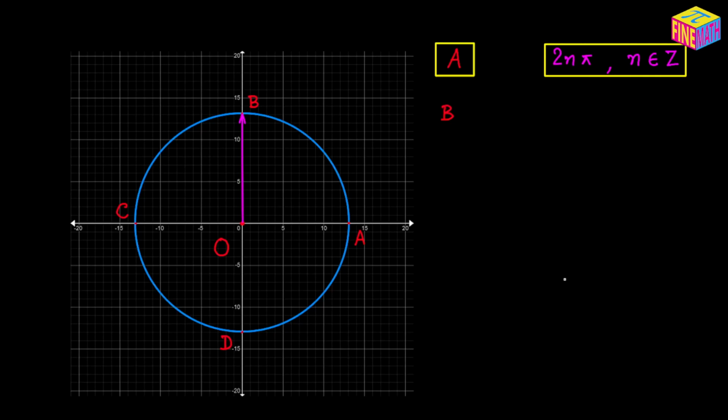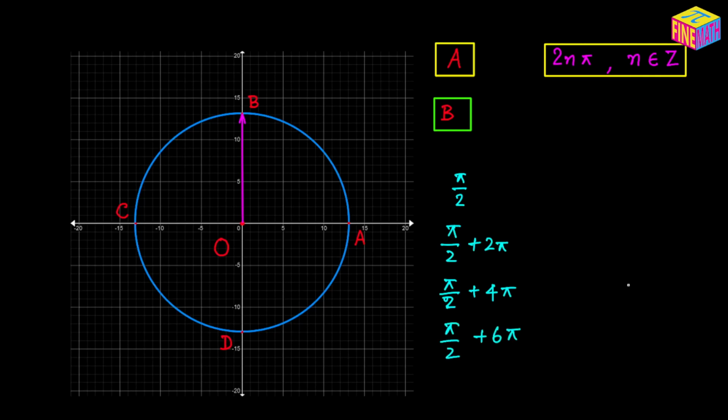Let me highlight that. While the terminal ray is at this position, you can see that originally it's already making an angle of pi over 2, and then if we rotate it counterclockwise one full circle, then it would make pi over 2 plus 2 pi, that much angle. If we rotate it one more time in the counterclockwise direction, it will make pi over 2 plus 4 pi, and if we rotate it one more time, it will make pi over 2 plus 6 pi. And similarly, from the initial position, if we rotate it in the clockwise direction one full circle, then it's going to make an angle like this.